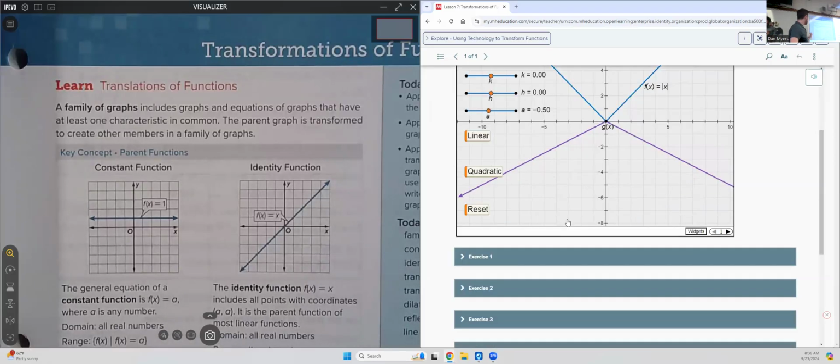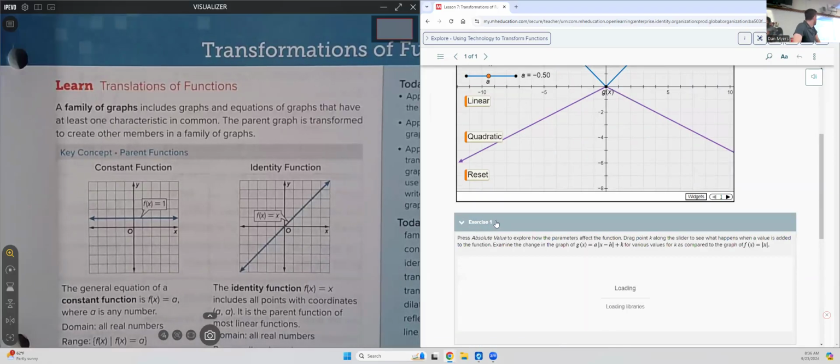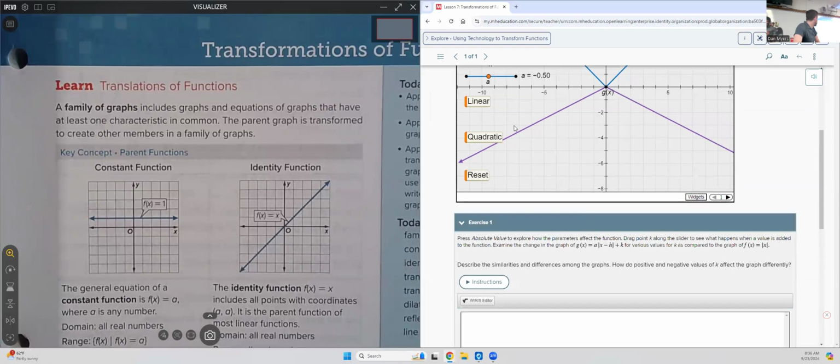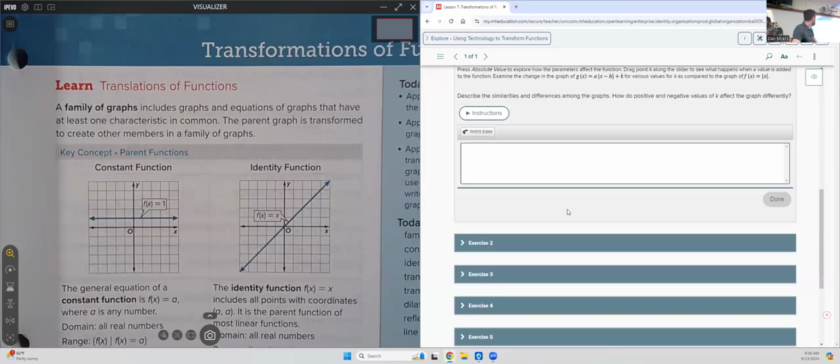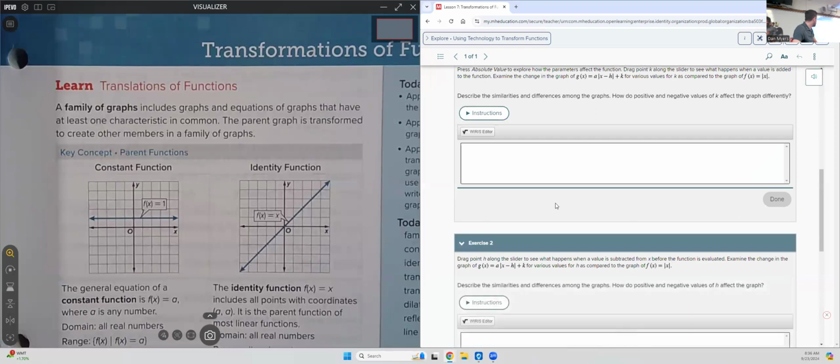So let's go ahead and just scroll down. We'll look at exercise 1. It says press absolute value. So if you haven't done that already, hit the absolute value button. Do that to explore how the parameters affect the function. Drag point k along the slider to see what happens when a value is added to the function. Examine the change of the graph for g of x for various values for k as compared to the parent function, f of x is equal to the absolute value of x. So just go ahead and move things around and see what happens.